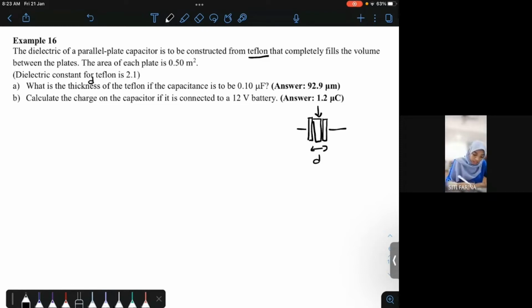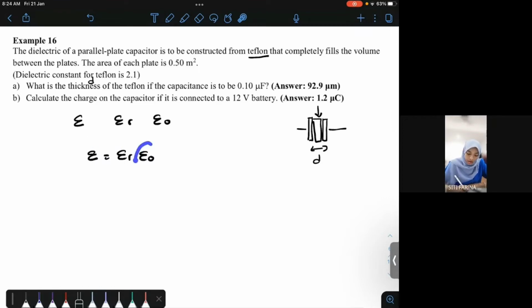Okay, as you can see, the value of epsilon. Okay, 2.1 ni, kalau kamu dah tengok video saya, maka perasan kita ada 3 jenis epsilon. Kita ada epsilon, epsilon R dan juga epsilon naught. Okay, epsilon adalah hasil darab epsilon R dan juga epsilon naught dekat sini. Okay, awak kena tahu apa beza ketiga-tiga epsilon ini.